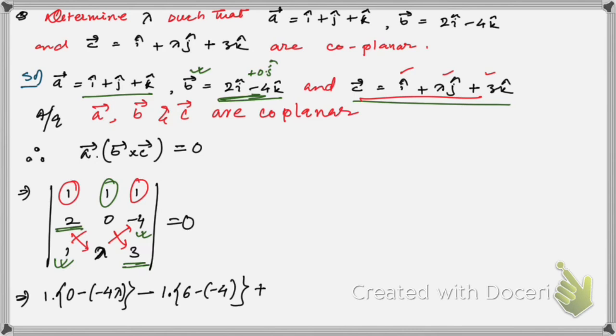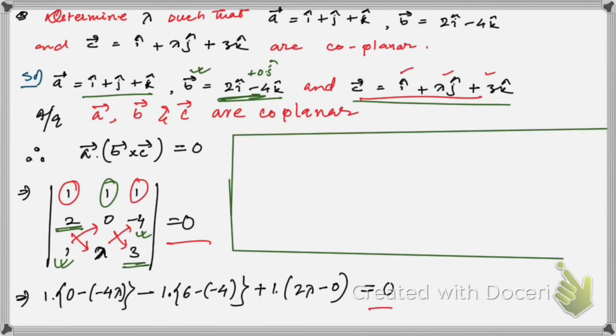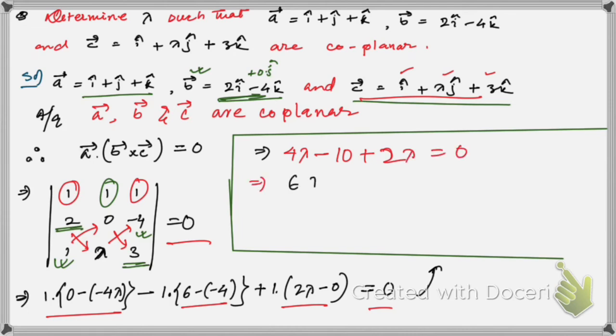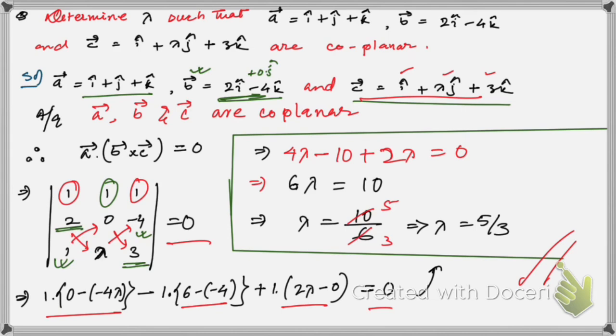So let me evaluate this determinant. After calculation of these three terms, you will get this is equal to 0. Now from here 6 lambda will be equal to plus 10, and that's going to be 10 by 6, which is equal to 5 by 3. So this is your value of lambda. This is your result. So this is your answer.